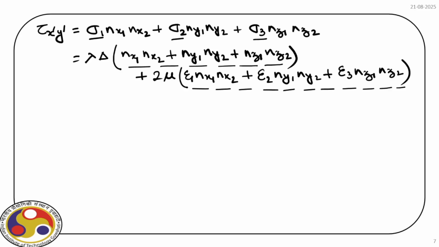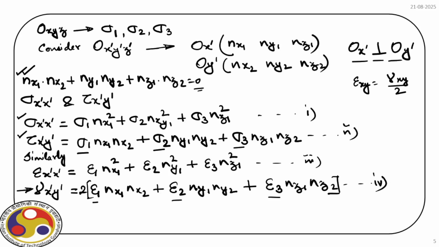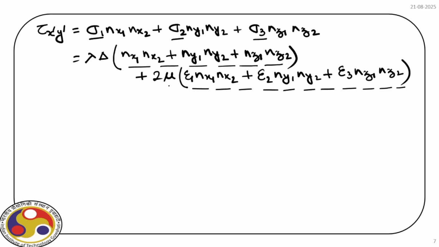Now, what is the expression for that? Again, it is actually gamma x prime y prime. We have a factor of 2 on the right hand side that we can easily merge with the 2 here, right? So, ultimately what we'll get is tau x prime y prime is equal to mu times gamma x prime y prime.